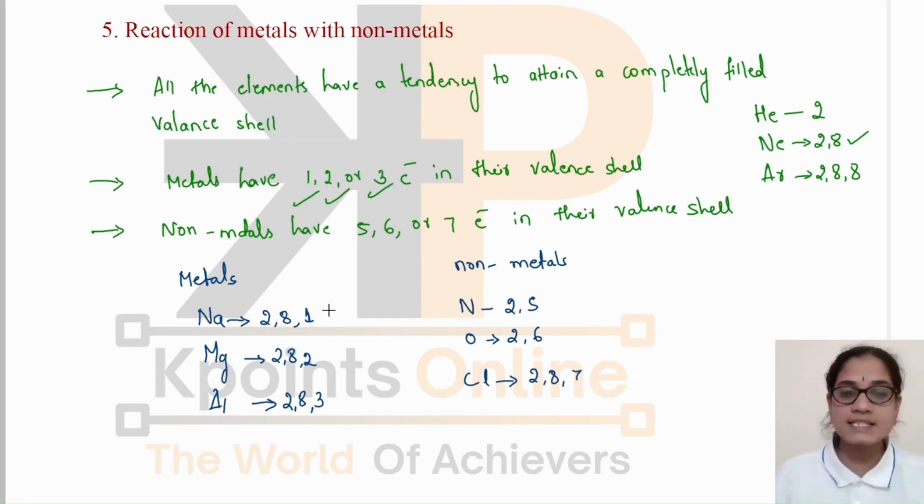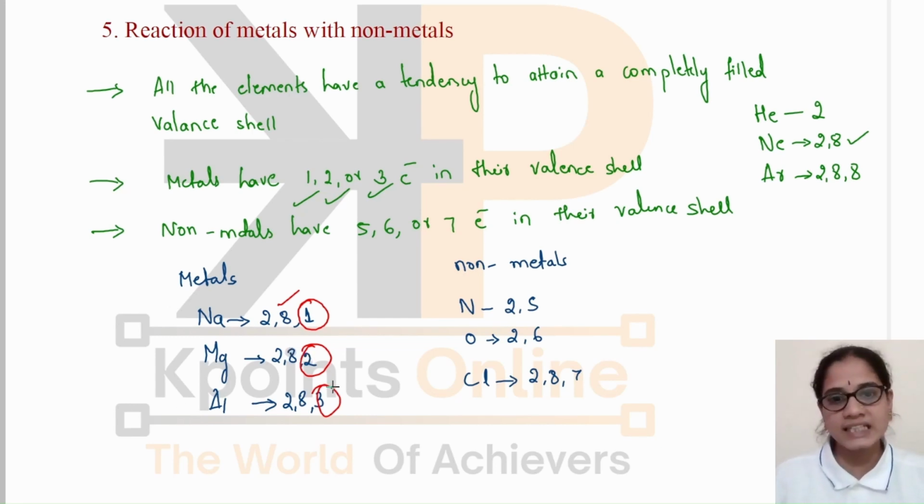Suppose if these elements lose outermost electrons, then they will get the inner shell completely filled. If sodium loses one electron, then the last shell will become 8 in number, meaning it will have 8 electrons in it. And if magnesium loses 2 electrons, the last shell will be the L shell, and it will have 8 electrons in it. And aluminium, if it loses 3 electrons, then the last shell will have 8 electrons. So always metals have a tendency to lose electrons in order to attain the completely filled valence shell configuration.